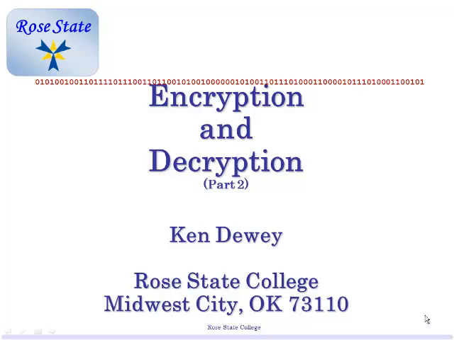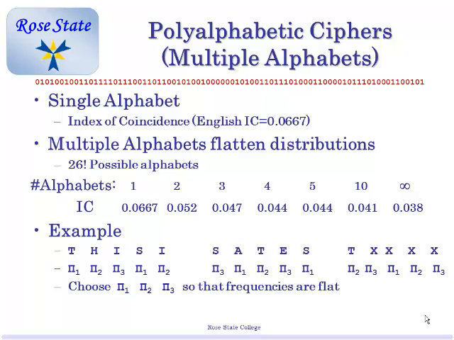So we left off, we talked about single or monoalphabetic ciphers, the Caesar cipher. We talked about that last time. Talked about index of coincidence, and we said we're going to start talking about polyalphabetic ciphers. That's where we are now. Okay? Polyalphabetic means multiple alphabets.